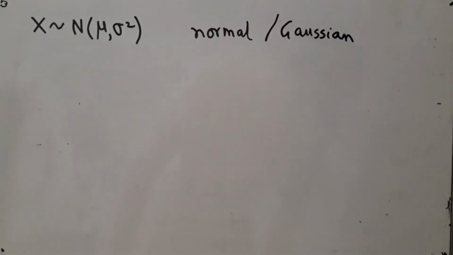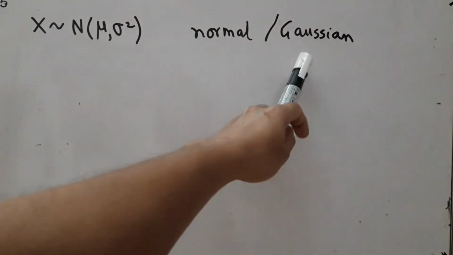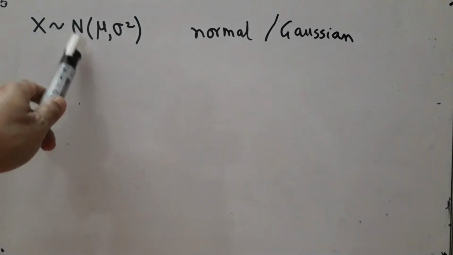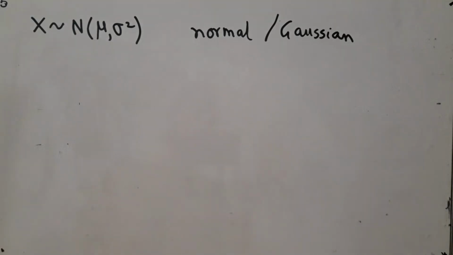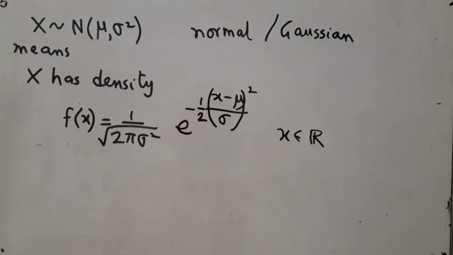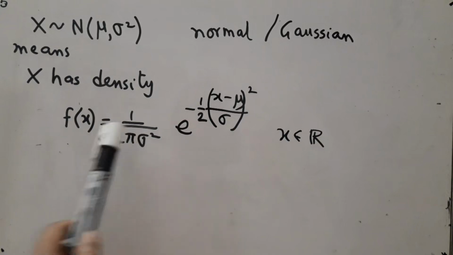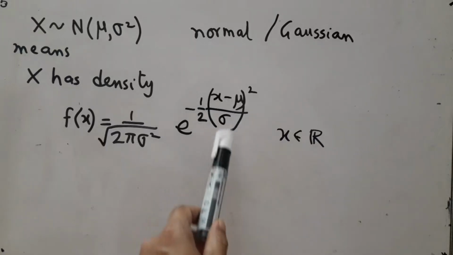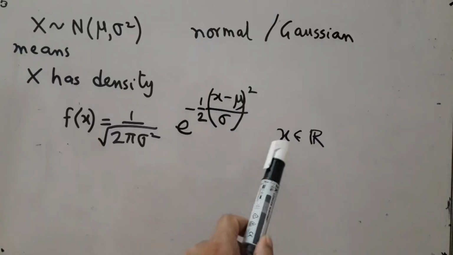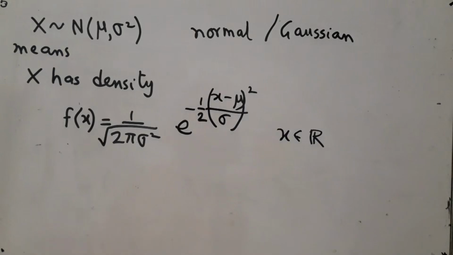In this video, we shall discuss the most popular distribution of all. X is said to have the normal or Gaussian distribution, written with the letter capital N with parameters mu and sigma square, if X has density f_X given by 1 over square root of 2 pi sigma square. This sigma square is inside the square root. Then e to the power minus half ((x minus mu) by sigma) whole square, for all x in R.